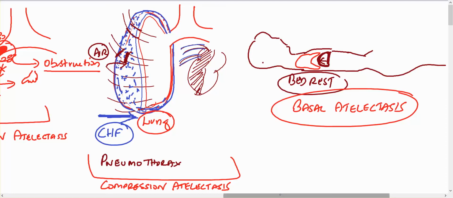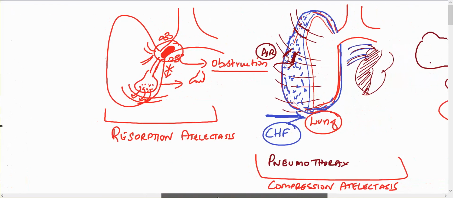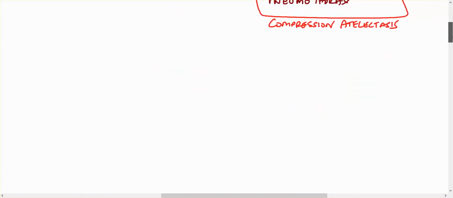Now let us discuss another type of atelectasis. This is very easy. This is the trachea, and this is the bronchi, and this gives a branch. So they go to the lung, and you all know the lung is covered by the pleura. Sorry, the pleura is becoming a little bit big here.